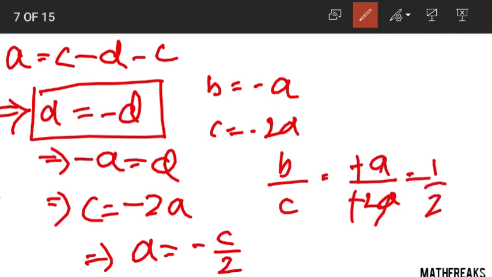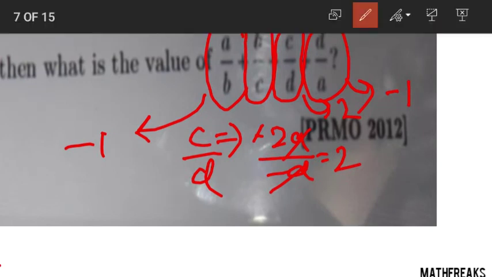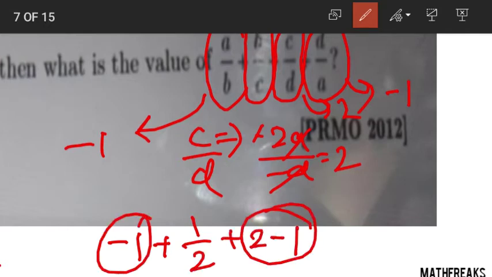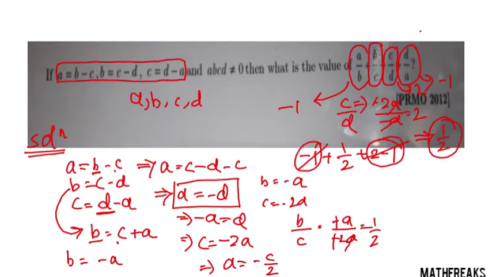So finally we have got all the values. We were asked to find minus 1 plus half plus 2 minus 1. So this cancels out and the answer is half. I hope that everybody got it. Have you all got it?